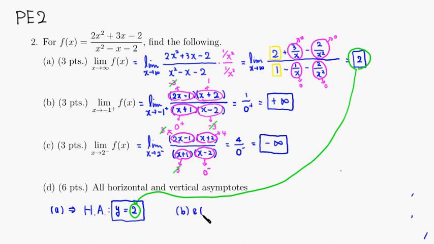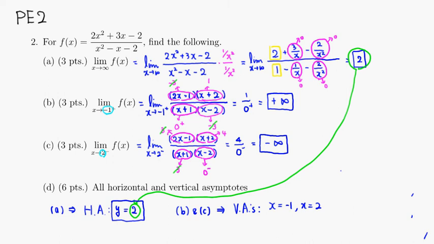Alright, so looking at part B and also part C, we know a couple of vertical asymptotes. Since the function blows up and blows down, having blow up, blow down behavior at x equals -1, so you can see that here, -1, and also x equals 2. So the vertical asymptotes are x equals -1 and also x equals 2.